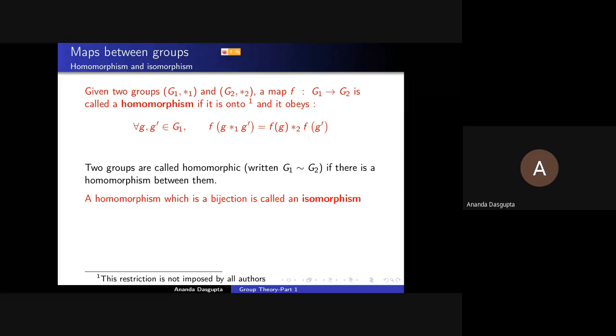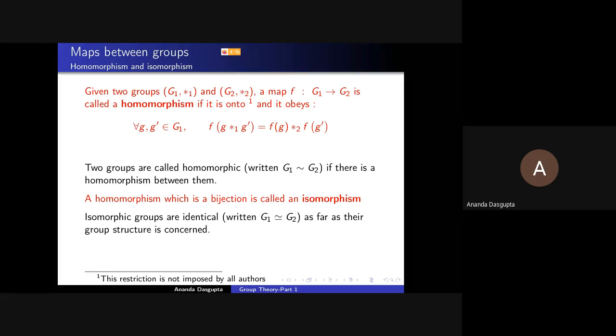Now, a homomorphism which is also a bijection, that is, a one-to-one onto correspondence, is called an isomorphism. Now, the name iso, of course, means identical here. Two groups which are isomorphic to each other are essentially the same group. As far as group structure is concerned, they are the same. So basically, if you do f of g, you are getting an element of g2. But that element of g2 is just a relabeling of that original element. As far as group structure is concerned, it's exactly the same.